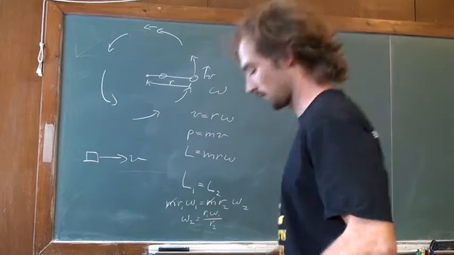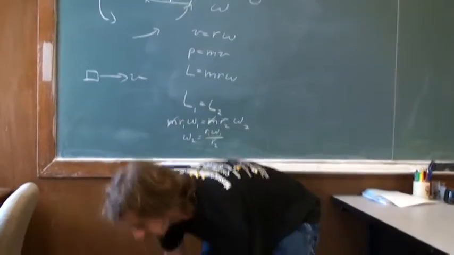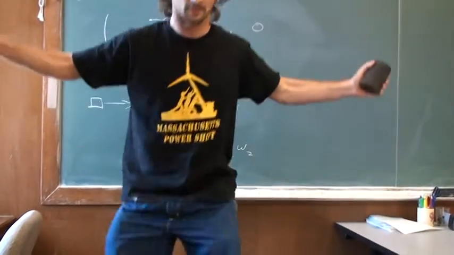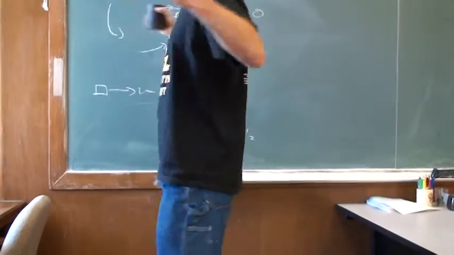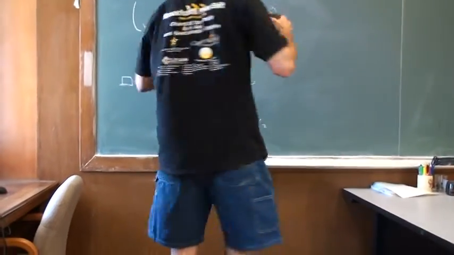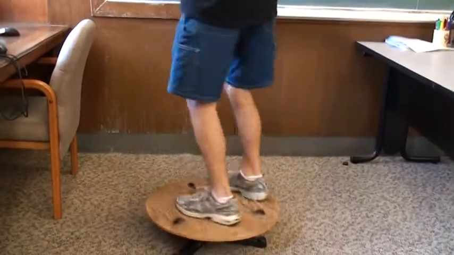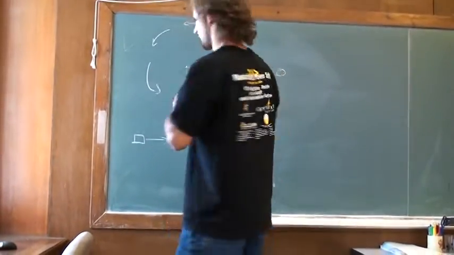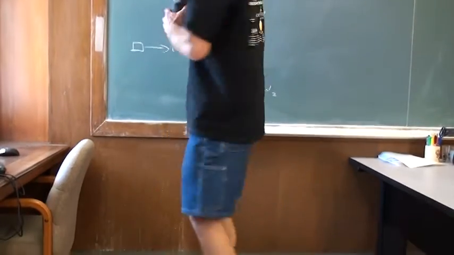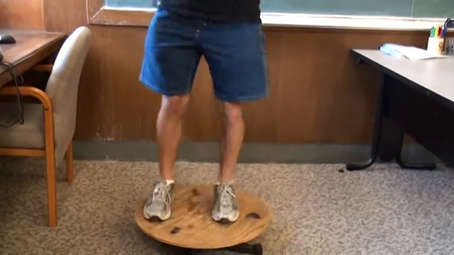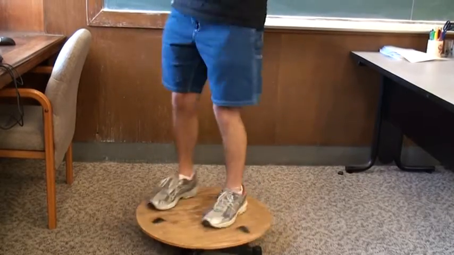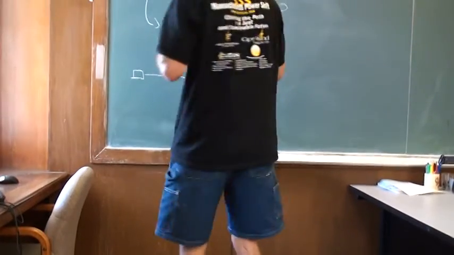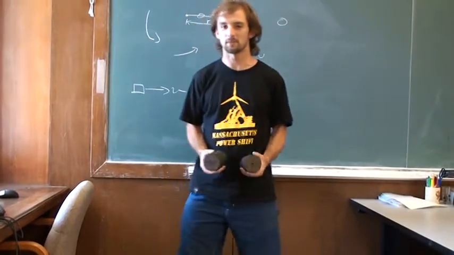Okay, so I have a turning table and two masses. So if I start out spinning on this with the masses far out, I can make r smaller and my angular velocity increases. If I make r large, my angular velocity decreases. However, throughout this process, my angular momentum is staying the same. This is conservation of angular momentum. This is what ballet dancers and ice skaters do to make themselves spin fast. So that is conservation of angular momentum.